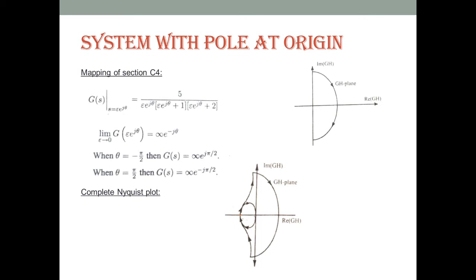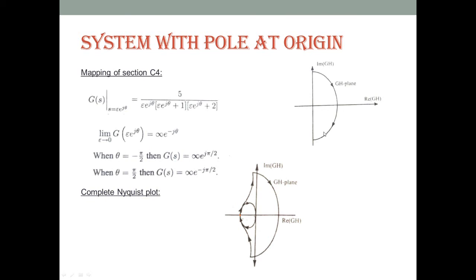If you look, when theta is minus pi by 2, GS becomes infinite in magnitude and the angle is plus pi by 2. Whereas for plus pi by 2, the magnitude is infinite and the angle is minus pi by 2. So the C4 section will be mapped into a semicircular arc of infinite radius, and the angle is varying from plus pi by 2 to minus pi by 2. So this is the mapping of section 4.